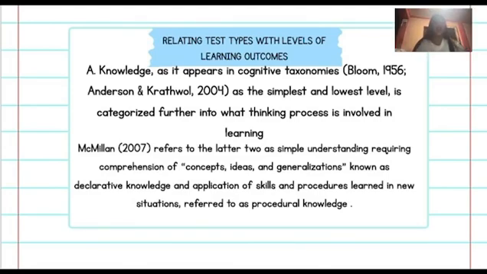So, relating test types with levels of learning outcomes. First, A is knowledge as it appears in cognitive taxonomies, which is katong Bloom's taxonomies, as the simplest and lowest level, categorized further into thinking processes involved in learning. So, according to Macmillan 2007, it refers to understanding requiring comprehension of concepts, ideas, and generalization, known as declarative knowledge, and application of skills and procedures learned in new situations, referred to as procedural knowledge.